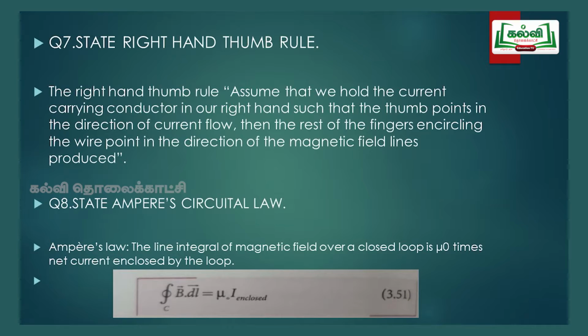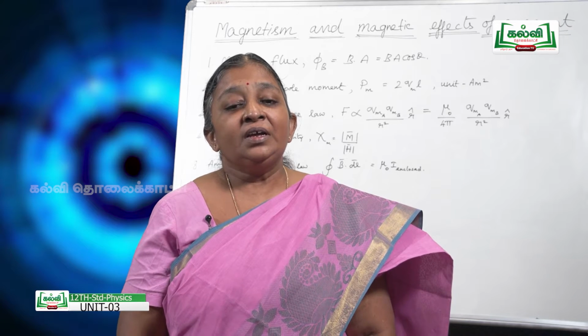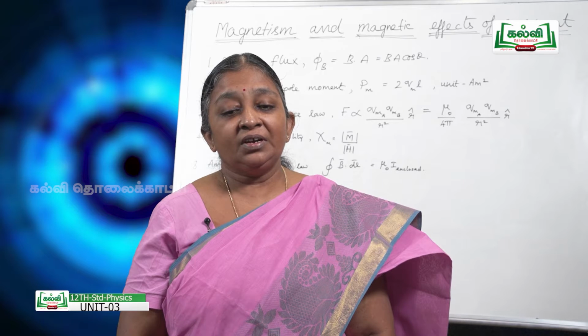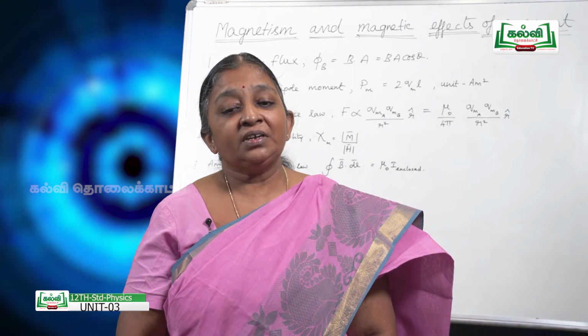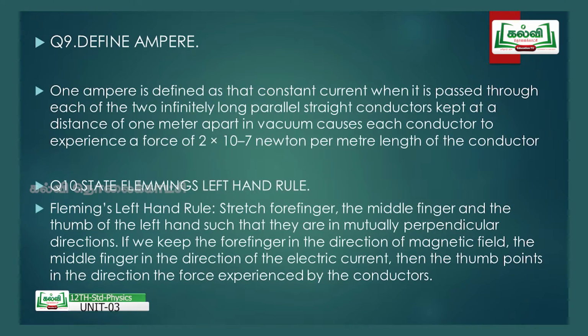So, the line integral of B dot dl is equal to mu naught I enclosed. That is the expression. If you write the law correctly, 2 marks will be allotted, and if there is any mistake, they will see the expression, and if the expression is correct, they will give the mark allotted for that expression. Now, the next question is, how will you define 1 ampere?